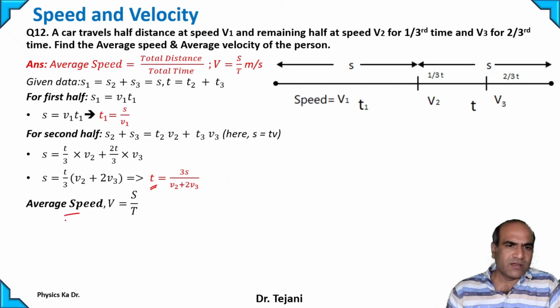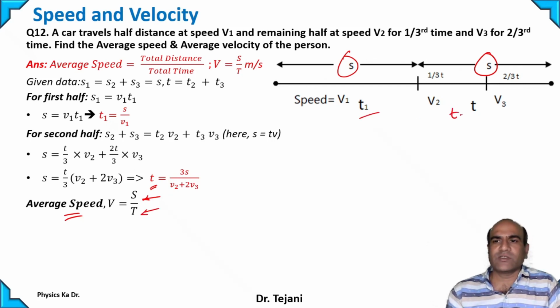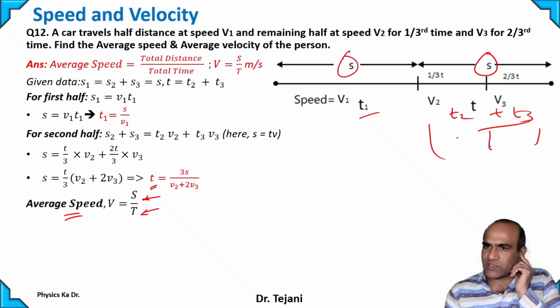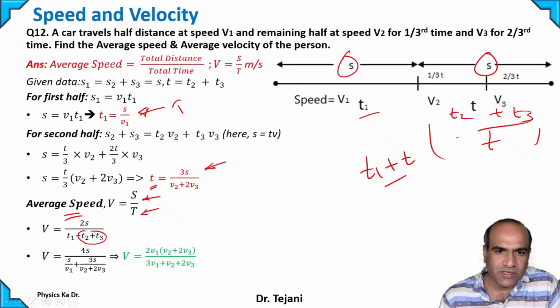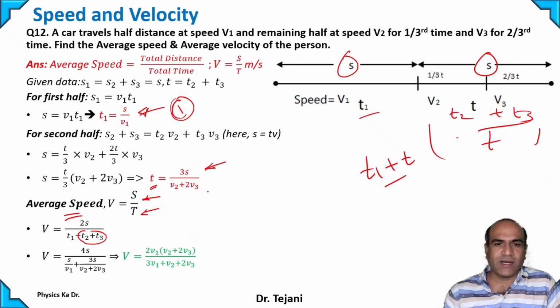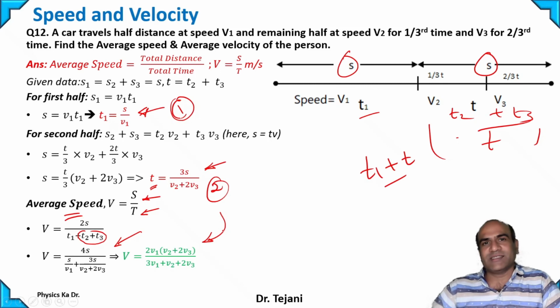Now for the speed. Total distance is S plus S, 2S. Total time is T1 plus T2 plus T3, where T2 plus T3 is T. Put the value of T1, which is equal to S by V1. T2 plus T3 becomes 3S over V2 plus 2V3. So take equation number 1 and equation number 2, put the values here, and you will have the solution in this case.